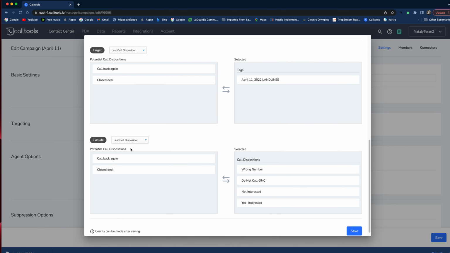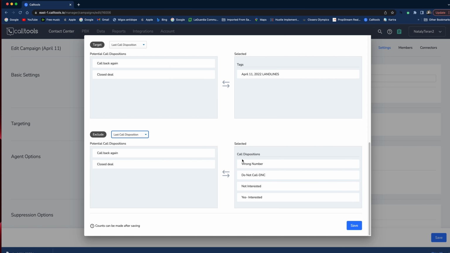But down over here where it's saying, okay, what numbers do you want to exclude? What numbers do you not want in the campaign? You can have your tags, a specific list that you don't want in the campaign, or you can have a specific disposition that you don't want in the campaign.